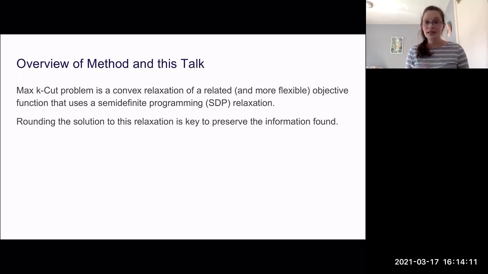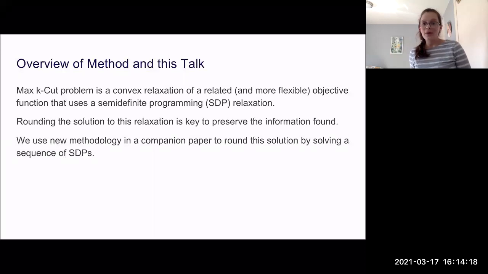So rounding the solution is key in order to actually make use of the power of semidefinite programs. And so I mentioned that we had these two different companion papers, one focused on this iterative linear optimization map. And that's going to be the key of how we think about rounding this semidefinite program: we're going to use this new optimization tool to solve a sequence of semidefinite programs in order to actually round our solution. So we're going to iterate on our solution and actually define a sequential clustering problem.